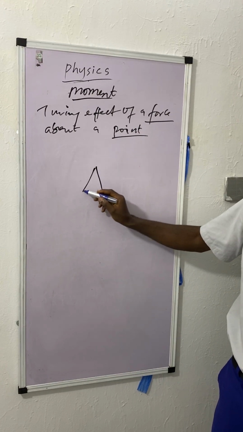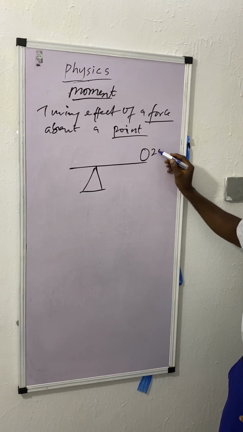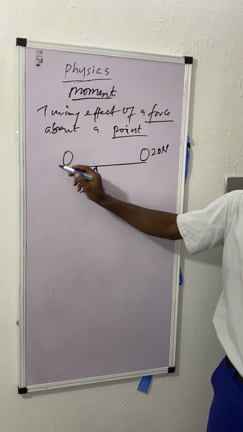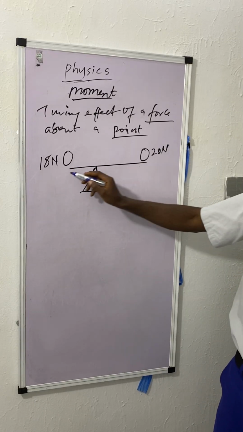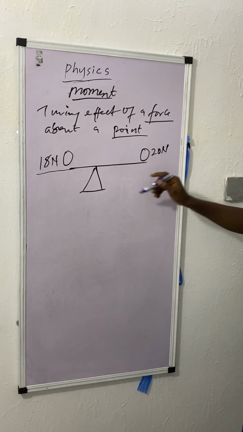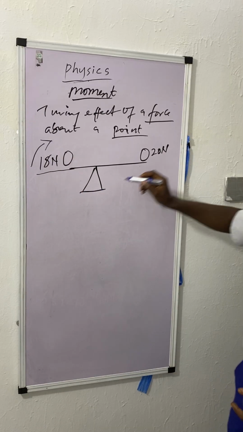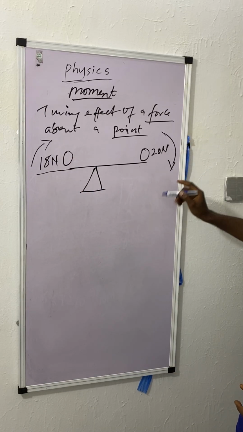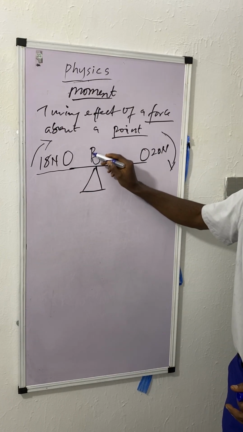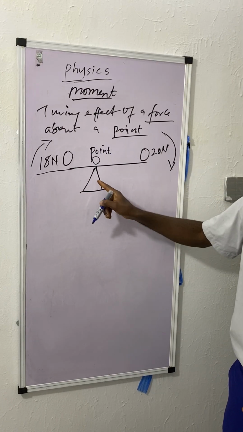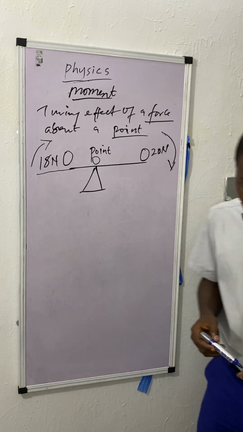So we have a pivot here, for example. We have a force here, let's put 20 Newton. Here we have another force, let's put 18 Newton. So this is the moment. If this presses down, here is going to go up, and here is going to come down. So the turning effect of a force about a point. Here is the point, where we have the fulcrum or the pivot. So the formula of moment is simple.